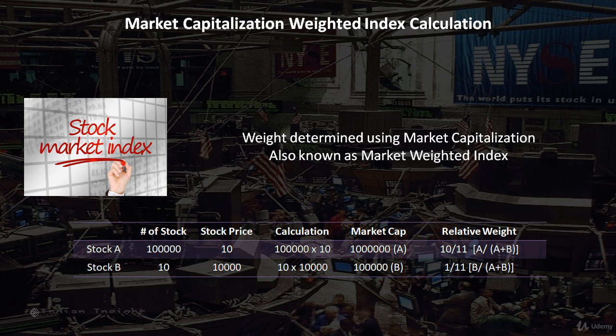So stock A gets a weight of 1 million divided by 1.1 million, which is 10 by 11. Similarly, stock B gets a weight of 100,000 divided by 1.1 million or 1 by 11. So now it is easy to see that a stock with higher price cannot simply dominate the index.